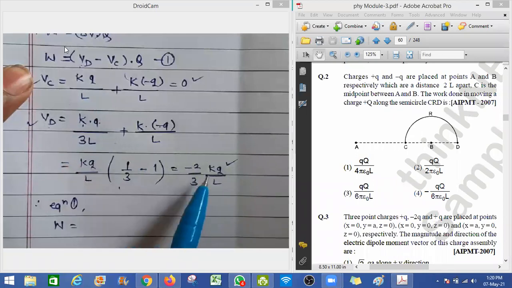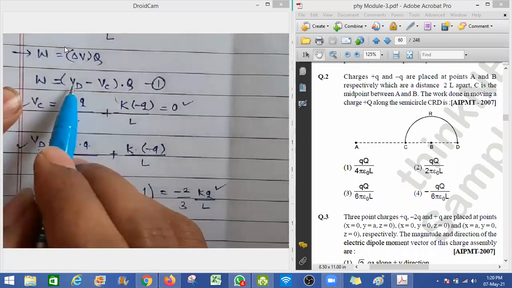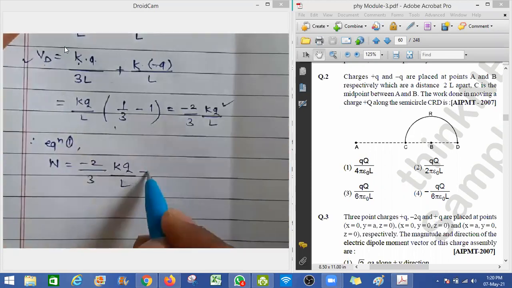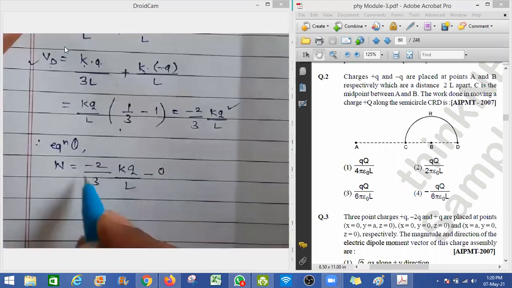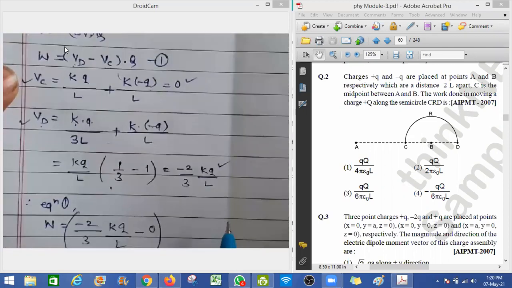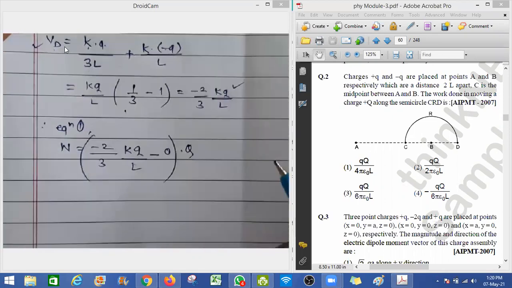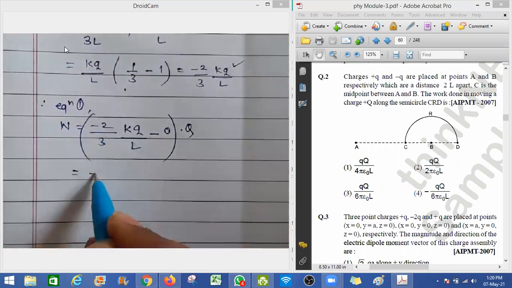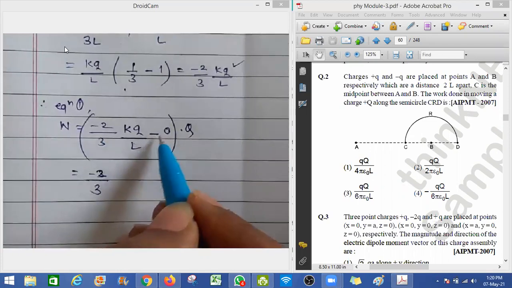Minus 2 by 3 kq upon L. Okay, potential at point D: minus Vc. What is Vc? Potential at point C is 0, so 0 in the bracket, multiplied by capital Q. So this minus 2 upon 3 stays as it is. Minus 0, no need to write.